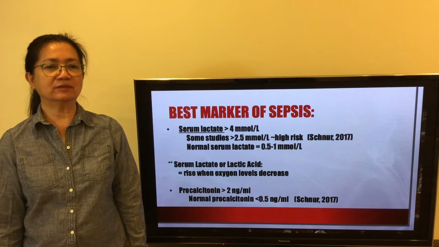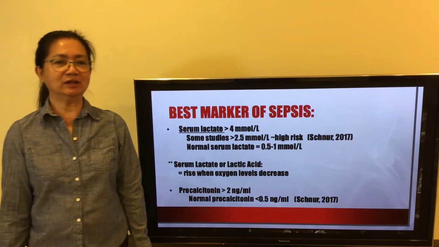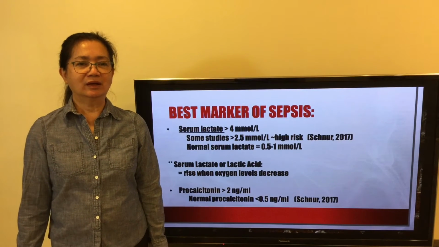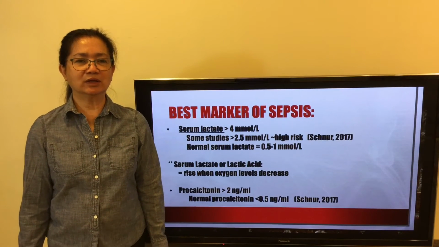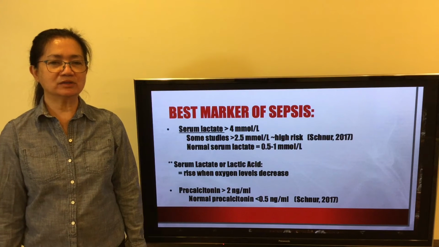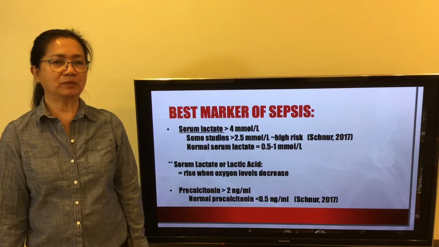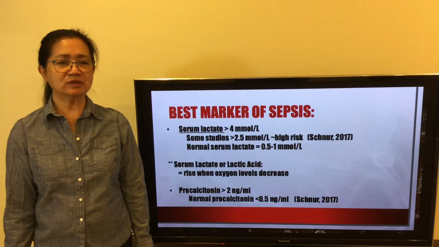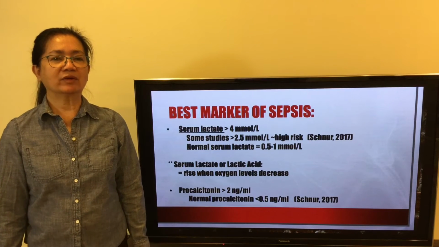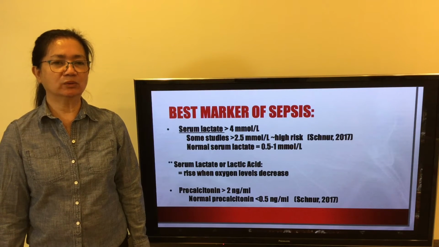Another marker for sepsis is procalcitonin. The normal procalcitonin is 0.5 ng per ml, and a person with sepsis most likely will have a procalcitonin greater than 2 ng per ml.